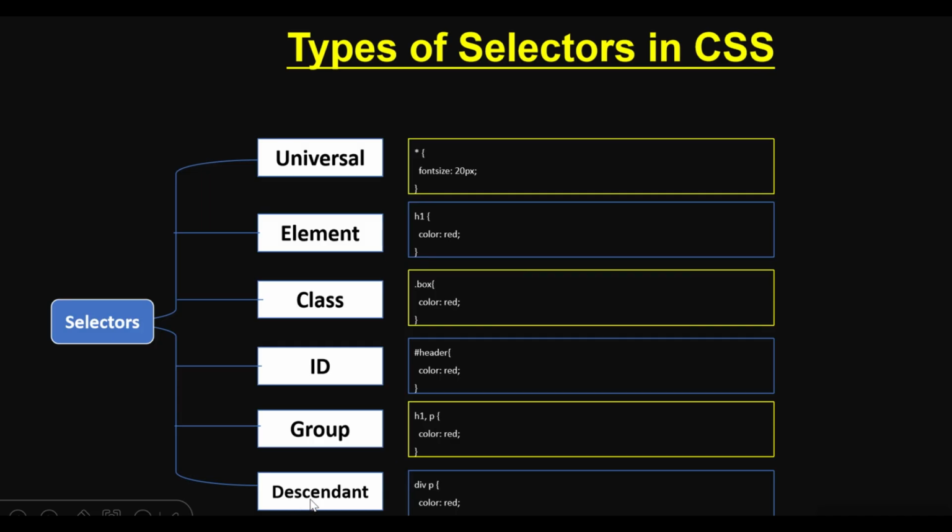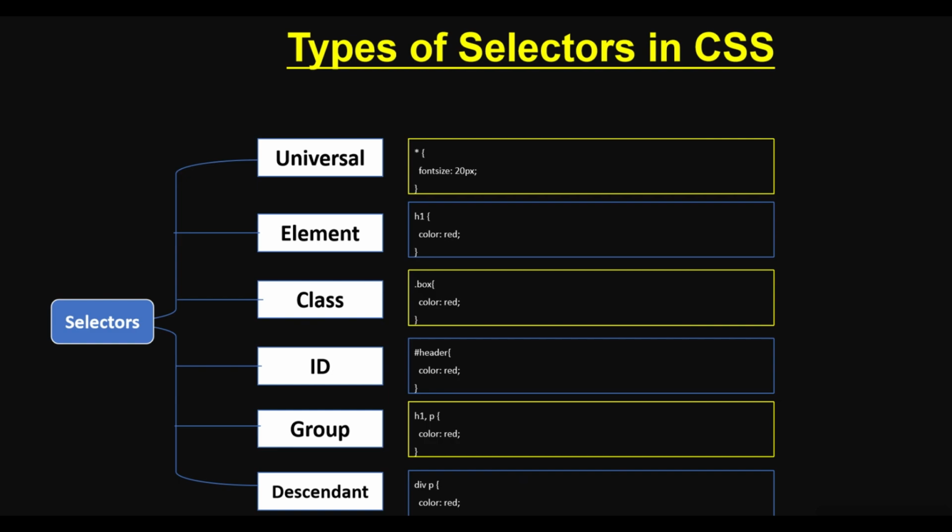And last, the descendant selector means to target the child of a parent. Let's say div is a parent element, and inside this div we have a paragraph element. So div is parent and paragraph is child. So P is child of div, and in this descendant selector we will target the child of any parent, and that property will be applied on the parent.